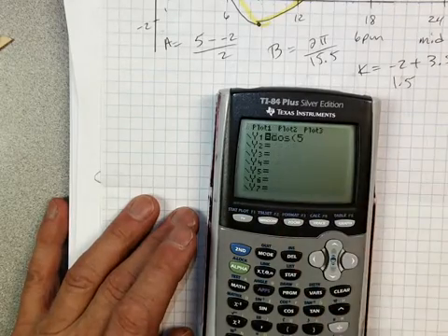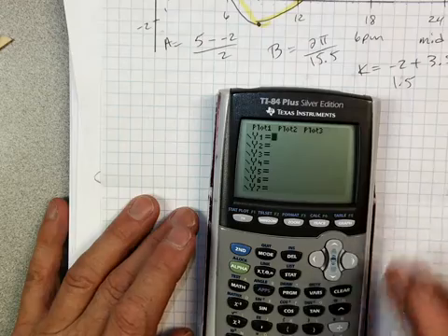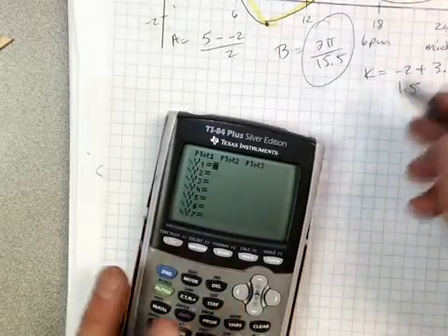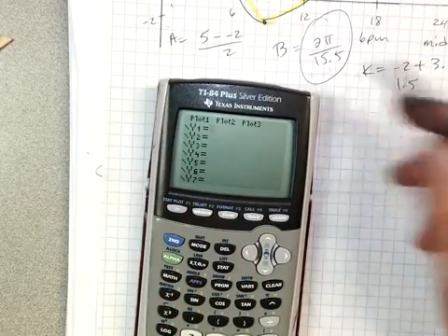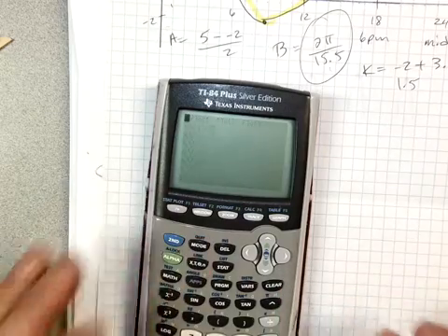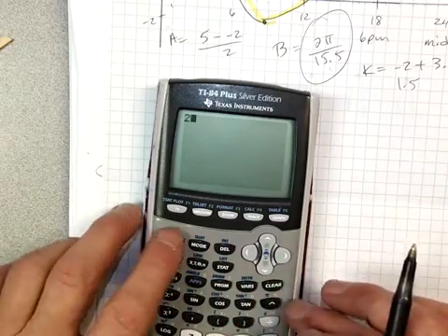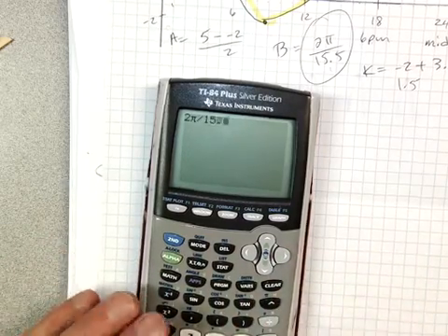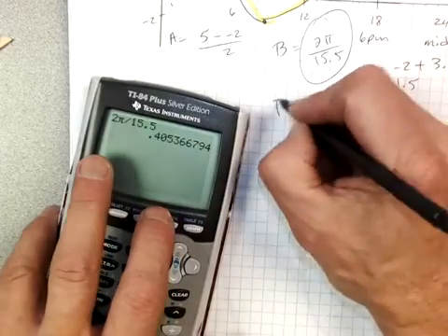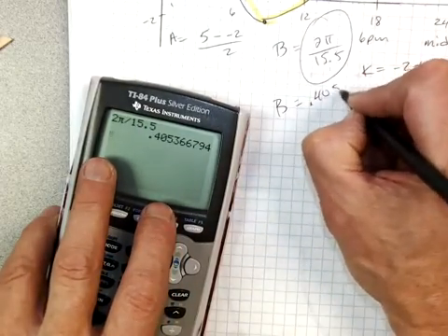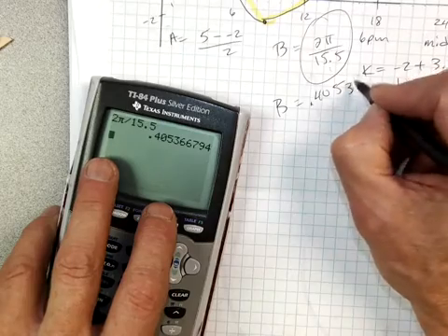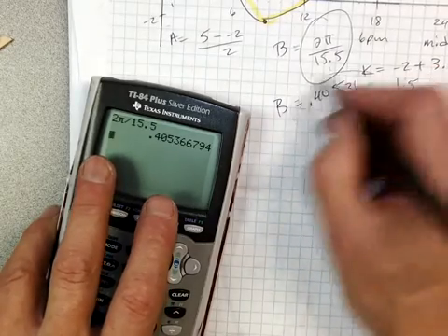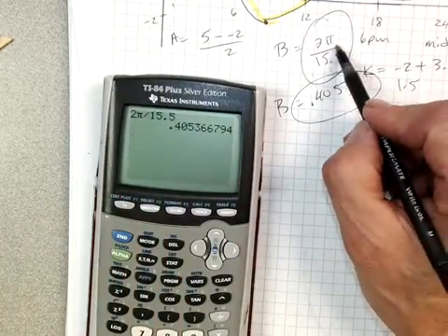Let's put it in my calculator. Clear. Now, I don't really want to go 2 pi over 15.5, too many parentheses. So before I do that, what is 2 pi divided by 15.5? This answer is about 0.40536. If I use this number instead, it's easier than putting that in. So let's put it in.